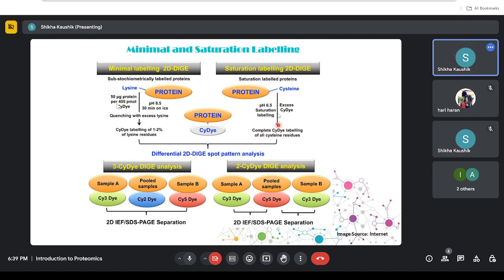That is in case of minimum labeling, but in case of saturation labeling, you are using excess dye, so that all the cysteine residues are labeled. So the proteins that are highly abundant will have much higher intensity spots. You are not bothered about those proteins. You are trying to capture the low abundant protein. So you will have a clear spot resolution for low abundant protein, while your high abundant protein might have some saturated spot or merged spot. So that's how you use these two labelings depending upon your need.